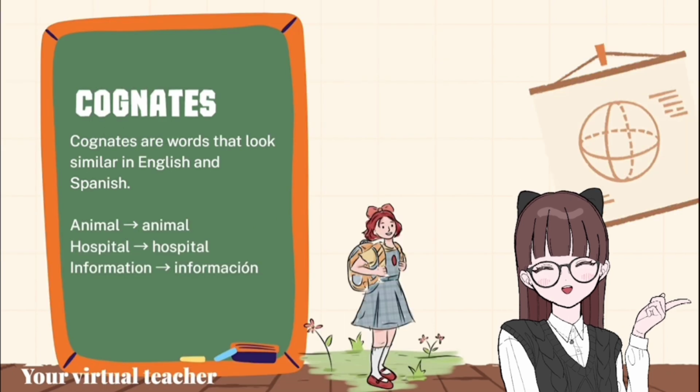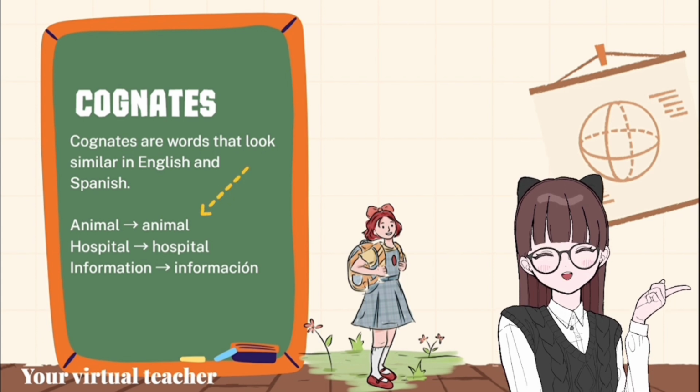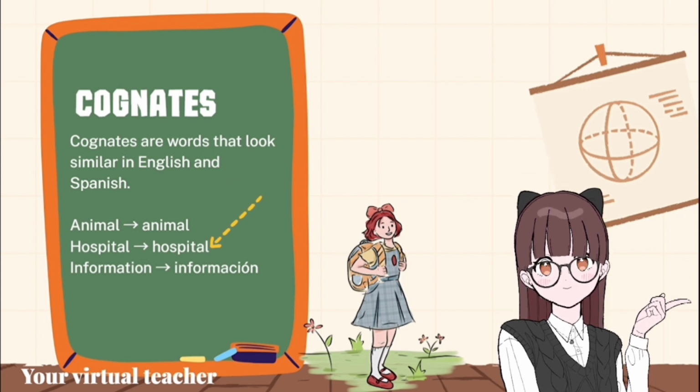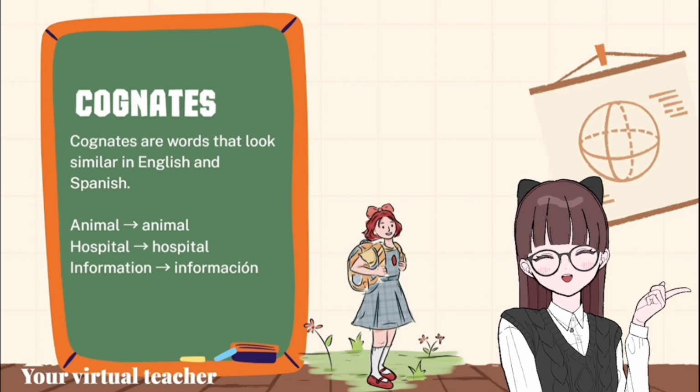You already know that, but if you don't remember, cognates are words that look similar in English and Spanish. For example, animal, animal, hospital, hospital, or information, información. Cognates help readers to recognize the topic of a test quickly.